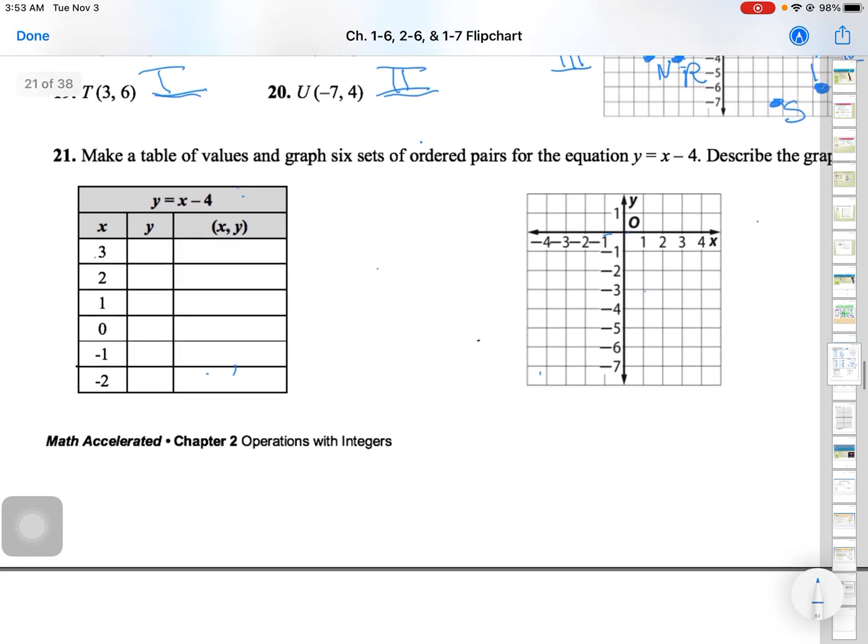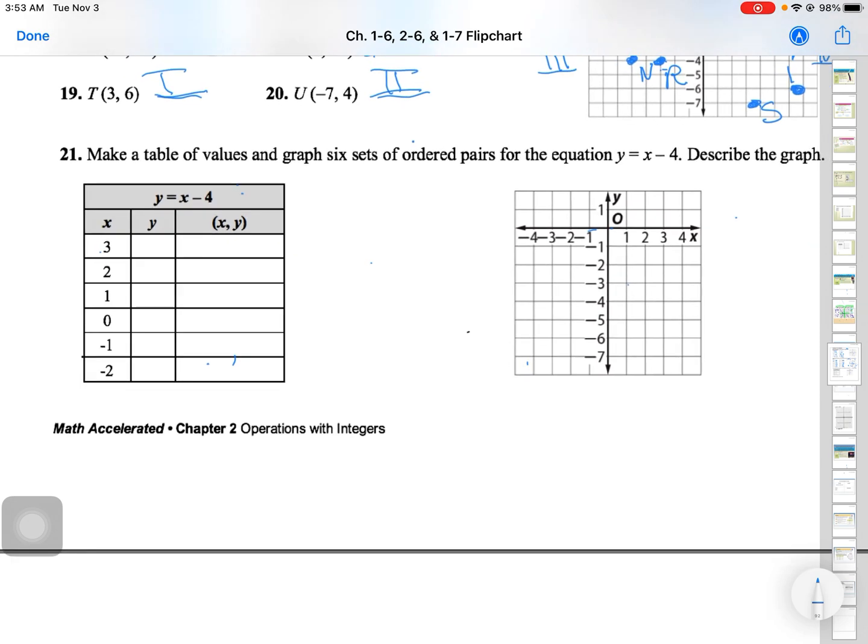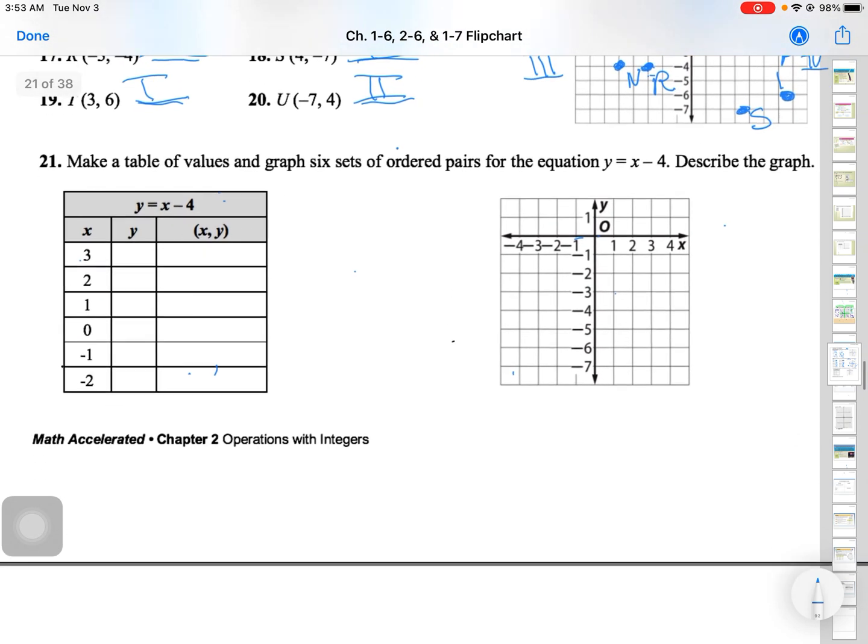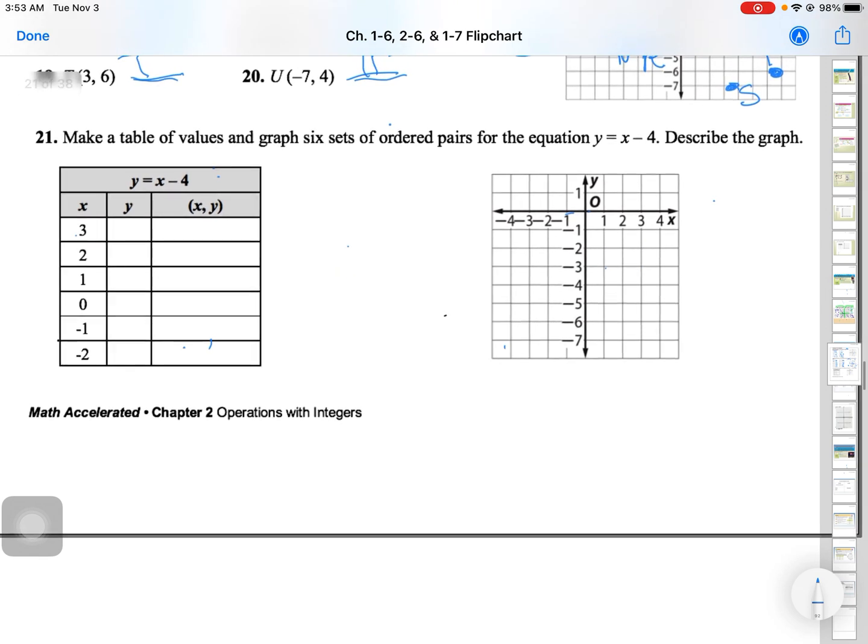Okay, let's take a look at the bottom. If you challenged yourself and did this, it says make a table and graph 6 sets of ordered pairs for this equation. We're going to be starting to graph equations. So if you challenged yourself, here you go. What is y when x is 3? Then x minus 4 is going to equal my y. So maybe you wrote it out: 3 minus 4.